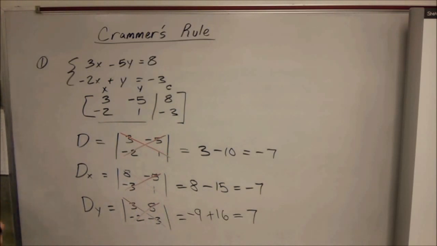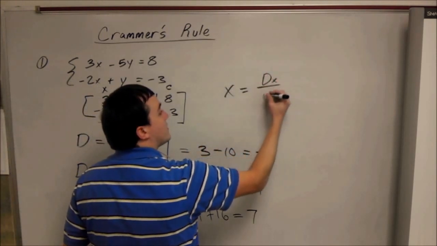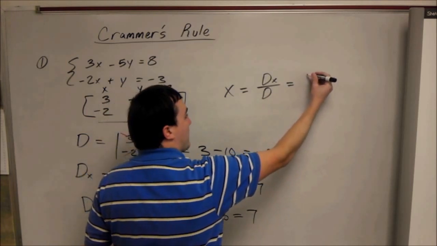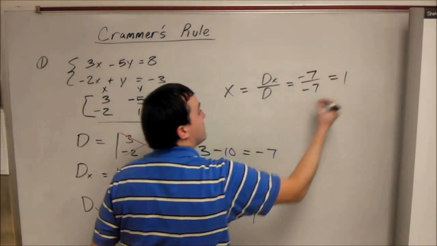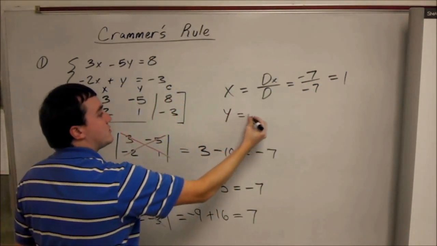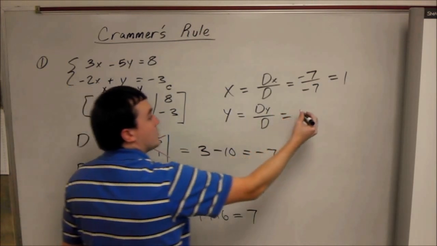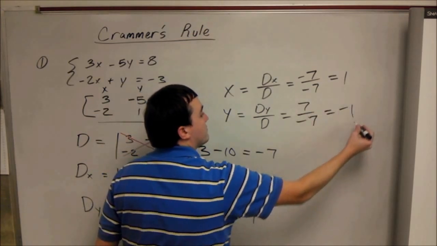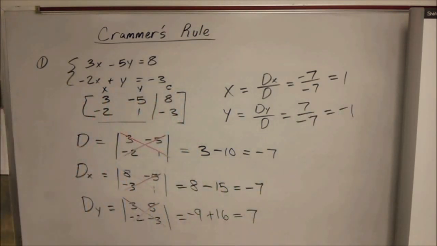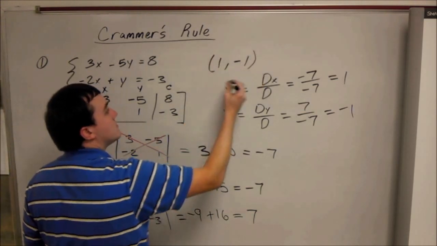Alright, so our final answer for x is just D sub x divided by the original determinant, which is negative 7 divided by negative 7. So x equals 1. And y is just D sub y over the original determinant, which is 7 over negative 7, which is negative 1. So that's our coordinate point. x comma y is 1 comma negative 1.